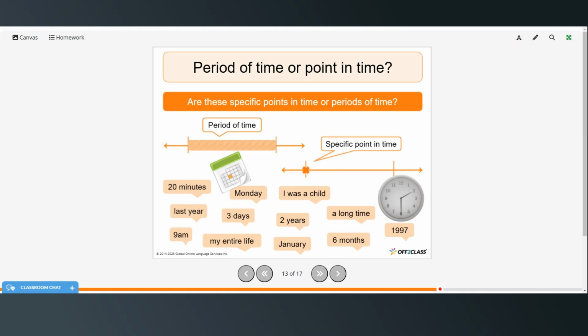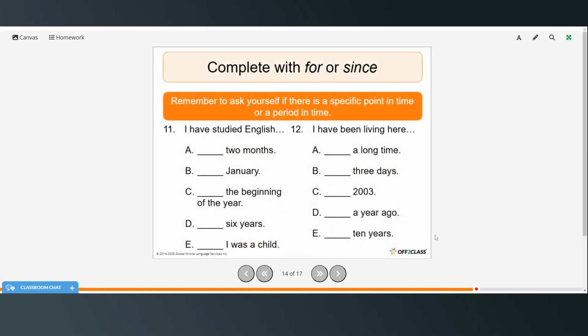9 a.m. is a specific point in time. My entire life is a period of time. January is a period of time, and six months. Sorry, January is a specific point in time. 6 months is a period of time, and 1997 is a specific point in time. So remember to ask yourself if there is a specific point in time or a period of time. And again, you can pause the video, try these on your own. You're going to complete each phrase with for or since.